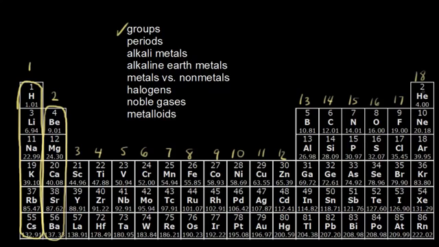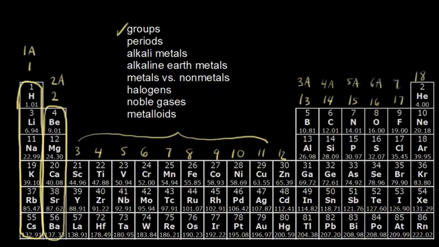There is another way to number your groups, and that would be to say that group 1 is group 1A, group 2 is group 2A. And then, kind of ignoring groups 3 through 12, continue on with your numbering system. So 1A, 2A, that would make this group 3A, group 4A, group 5A, group 6A, 7A, and finally 8A. And the second way of numbering your groups is useful when you're thinking about valence electrons.